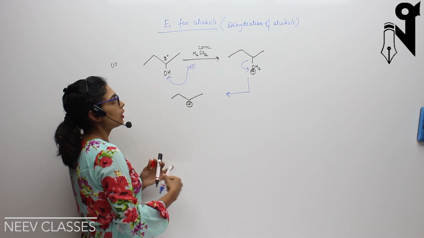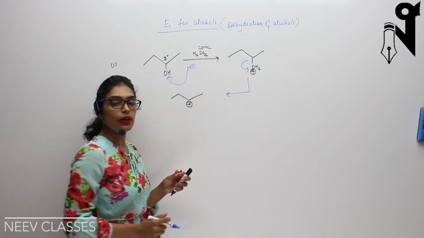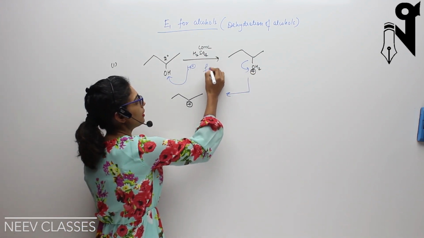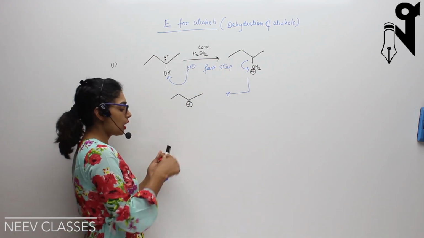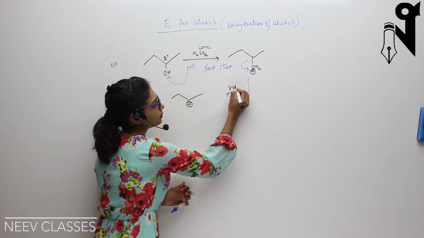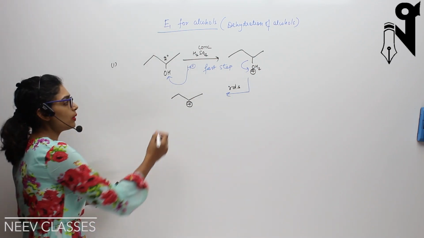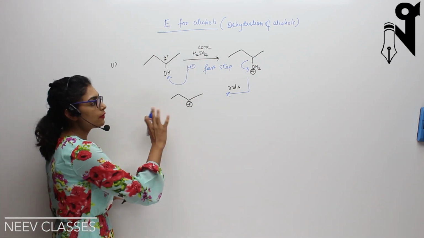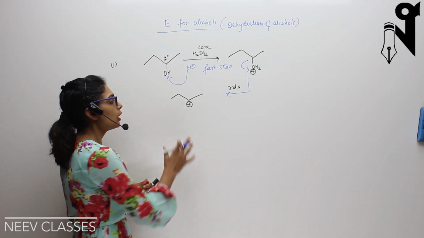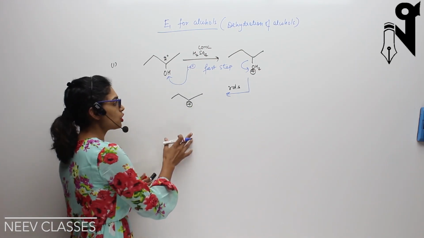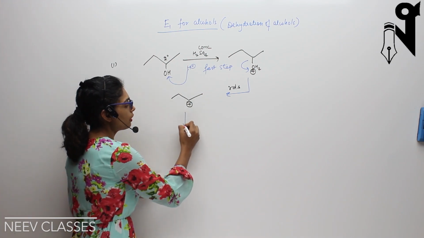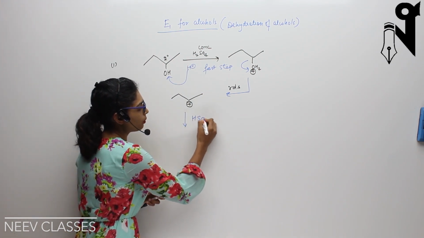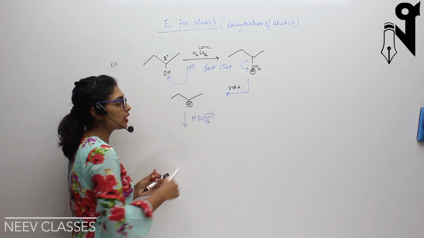Now the formation of a protonated alcohol is a fast step, whereas the formation of a carbocation is the RDS. Once the carbocation has been formed, we will see whether rearrangement is possible or not. Here we do not require any rearrangement because the adjacent carbon is also a secondary carbon. So now we will look for the attack of HSO4 minus on the beta hydrogens.